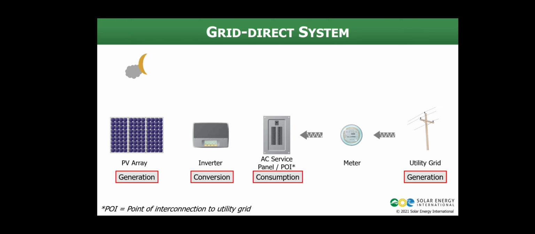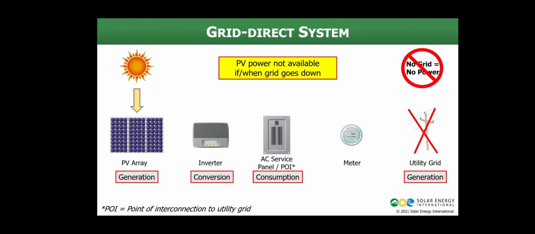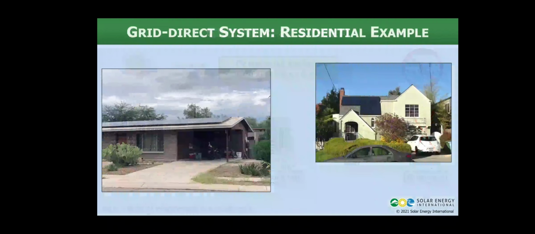The inverters used in grid direct systems are specifically designed to shut down when the grid goes off. This is a safety feature, which is intended to prevent injury to any workers who may be fixing the grid nearby. If the PV system did not shut down, it could continue to send power to the grid during an outage and potentially injure any line workers nearby. Again, when the grid is down, there is no power to the system at all. PV power will not be available if and when the grid goes down, even when the sun is shining. So they can't function as a backup system.